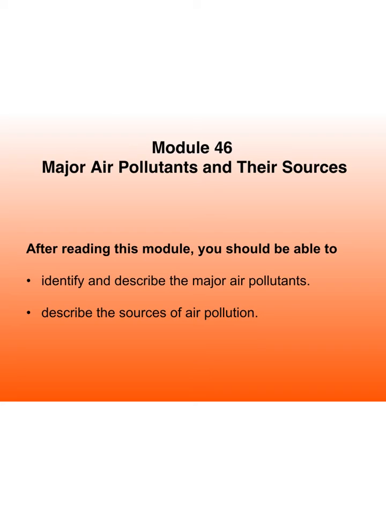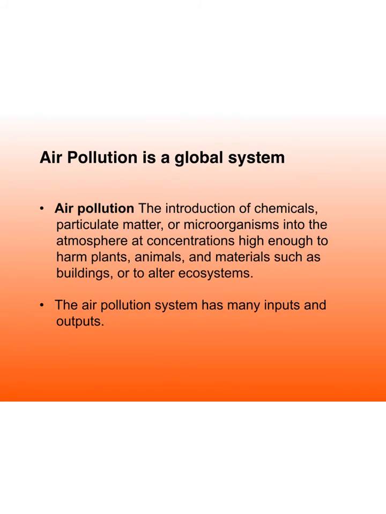Alright, so we're going to look at major air pollutants and their sources. We're going to be able to identify and describe major air pollutants and describe the sources of air pollutants. That's both anthropogenic, or human source, and natural source, right? Air pollution is the introduction of chemicals, particulate matter, or microorganisms into the atmosphere at concentrations high enough to harm plants, animals, and materials such as buildings, or to alter their ecosystems.